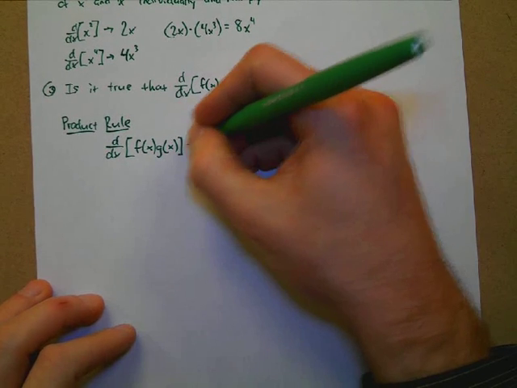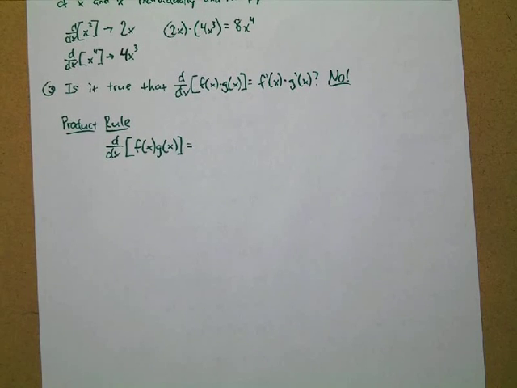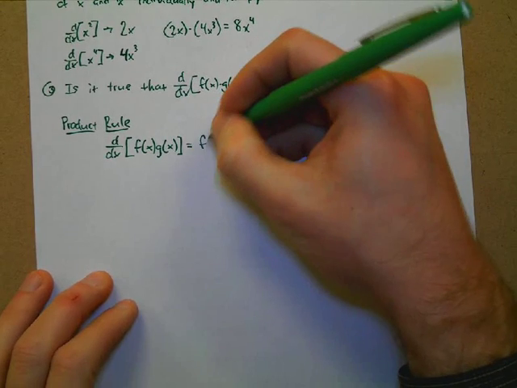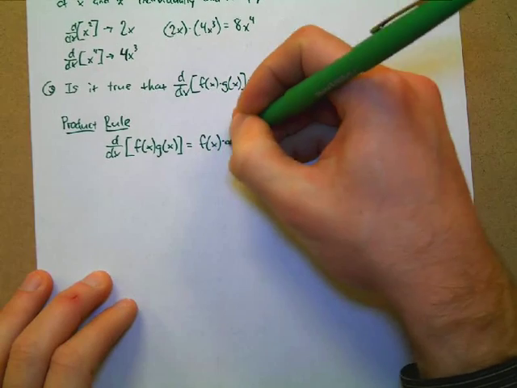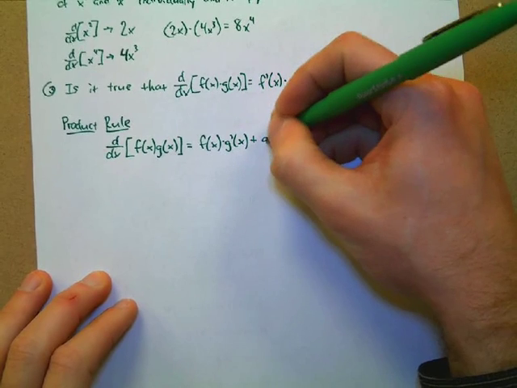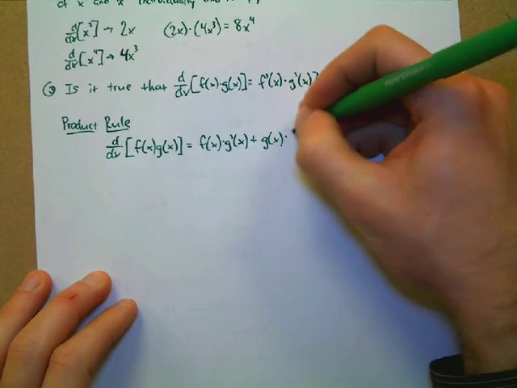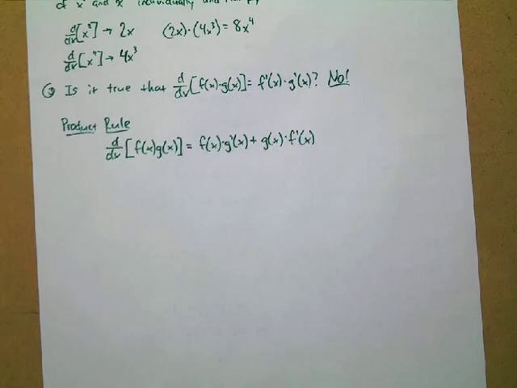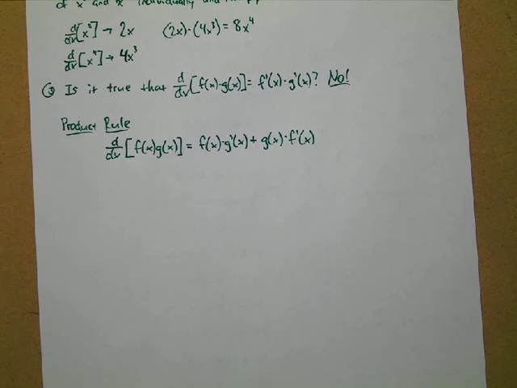First times the derivative of the second, f times the derivative of g, plus the second, g, times the derivative of the first, f. That is the product rule there. Okay, that's the kind of shortcut you can use to help take the derivative of a product when you can't multiply it out.